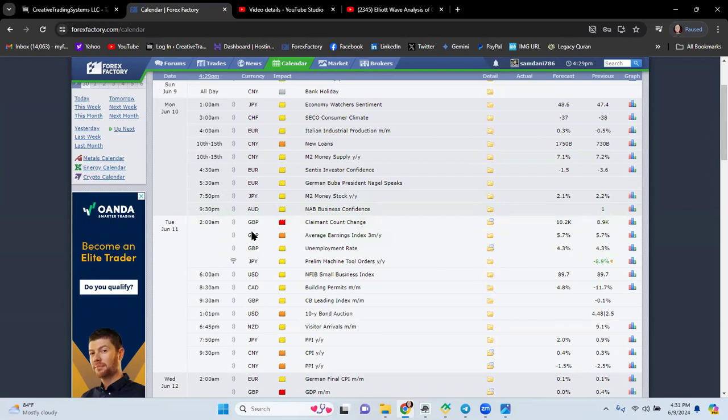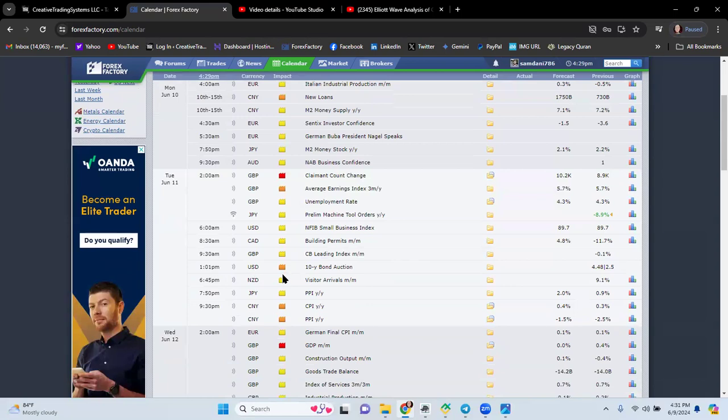So we have to see that, and then pound pairs will move. After that you have the average earnings index also here, 5.7, 5.7. And after that, at 1 o'clock, is orange news. This is the 10-year bond auction. This is about the interest rate, what the interest rate is going to be, or it will be affected because of this news.